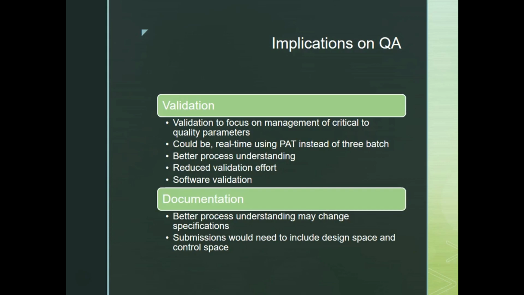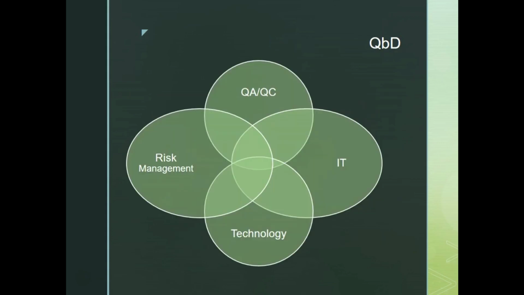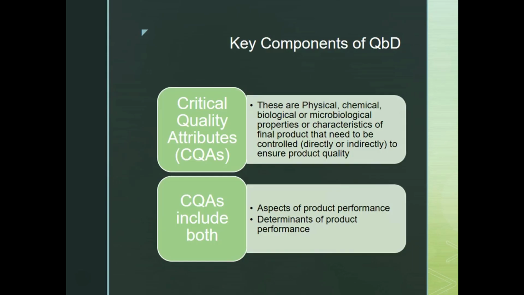Documentation: you will have better process understanding, which may allow changes in your specifications, and submissions would need to include design space and controlled space experiments and data to support that information. So, like we said before, it's an interdisciplinary technique. It works in the design space, incorporates a lot of different bodies from a lot of different areas. So it's closely knit, but it's very much a live process where your system is constantly changing.